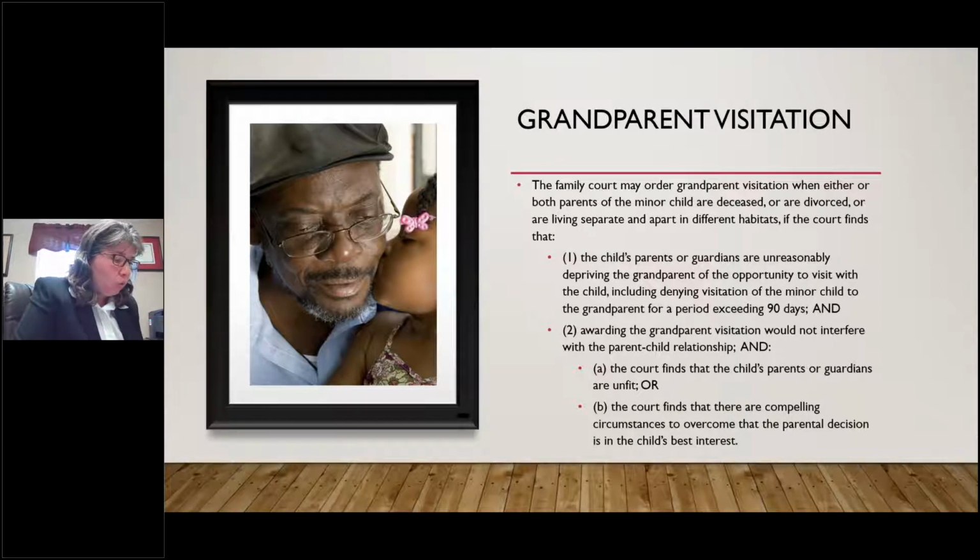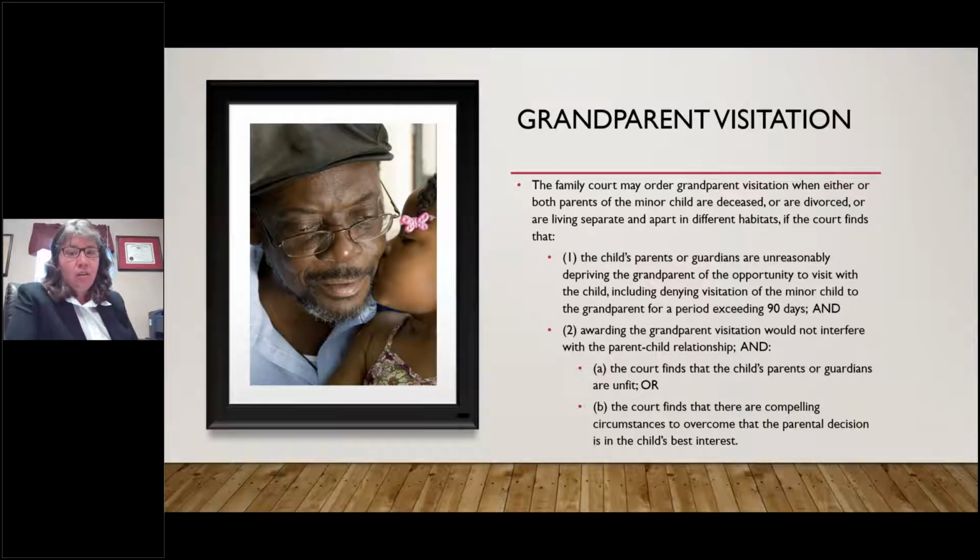So the family court can order grandparent visitation when either or both parents of the minor child are deceased, divorced, or living separate and apart, if the court finds the following: the child's parents or guardians are unreasonably depriving the grandparent of the opportunity to visit with the child, including denying visitation of the minor child to the grandparent for a period exceeding 90 days. So if the grandparent has had visitation in the last 90 days, they really don't have a case. So there has to be that period of 90 days.